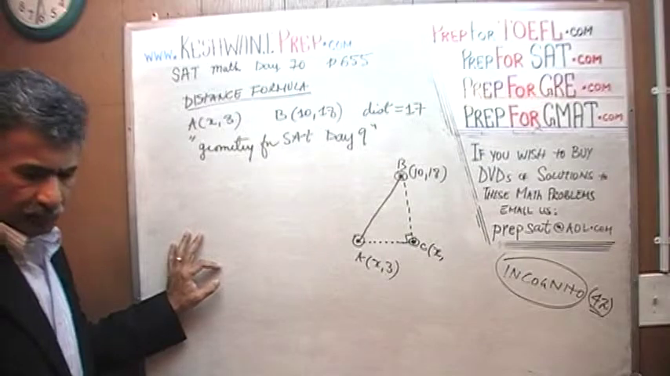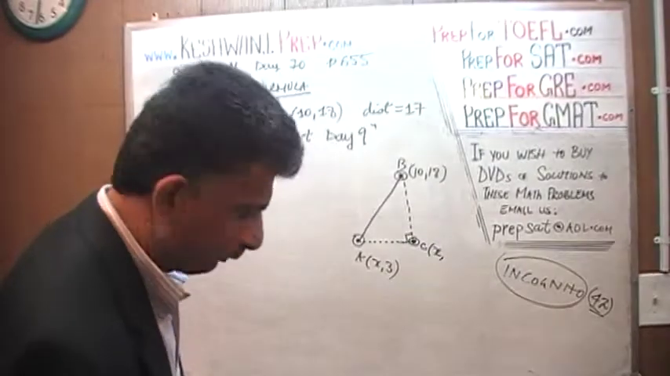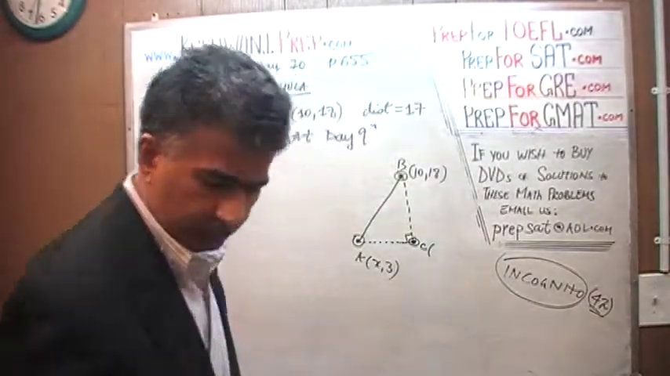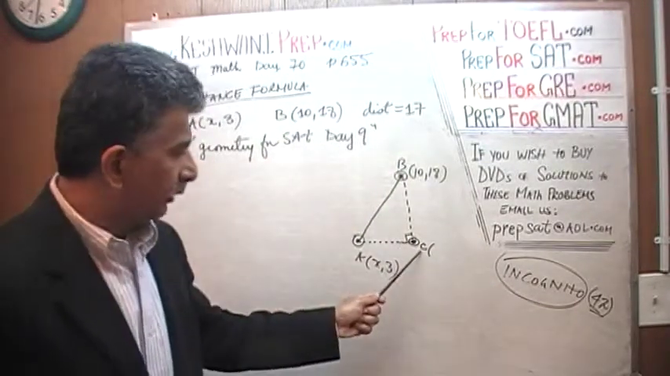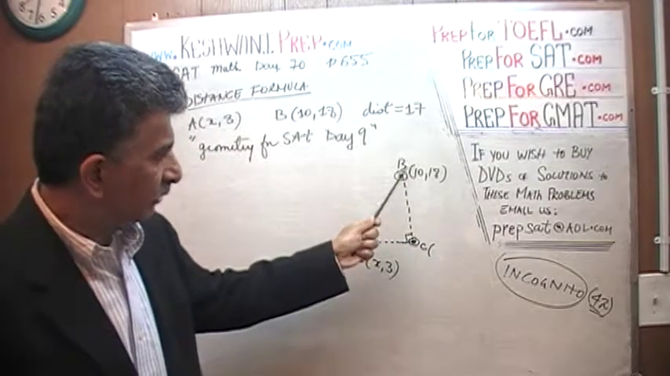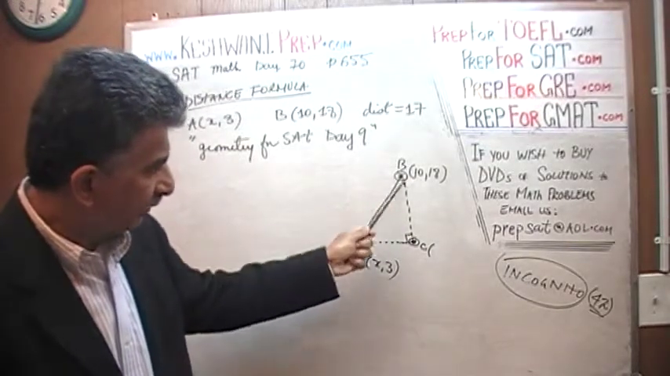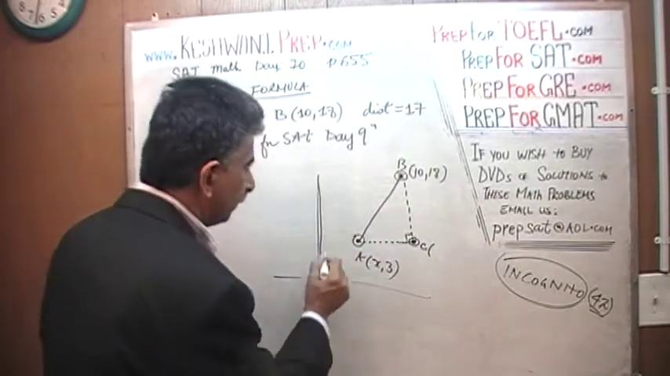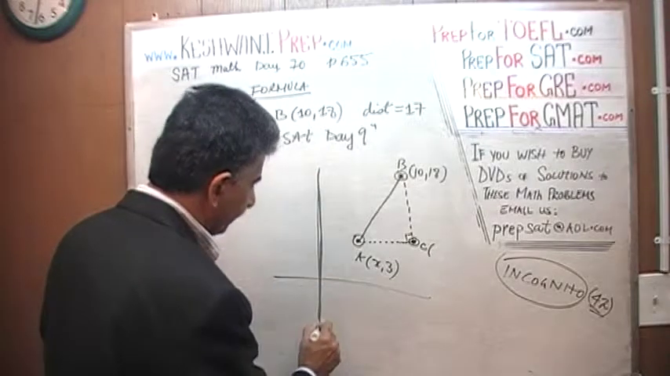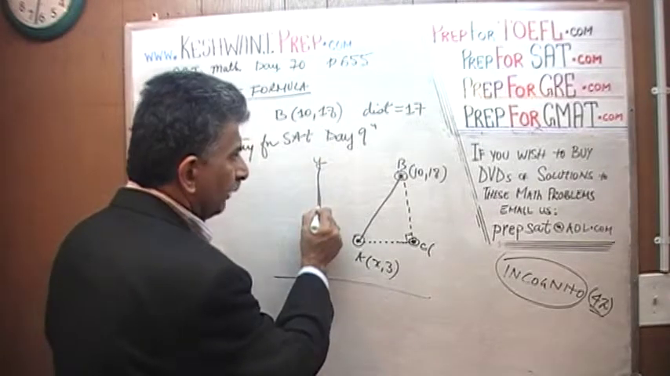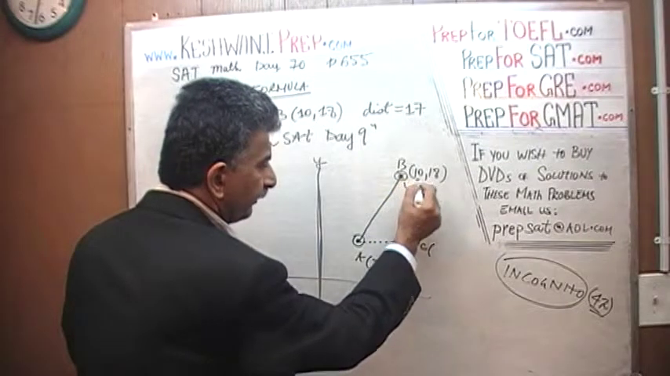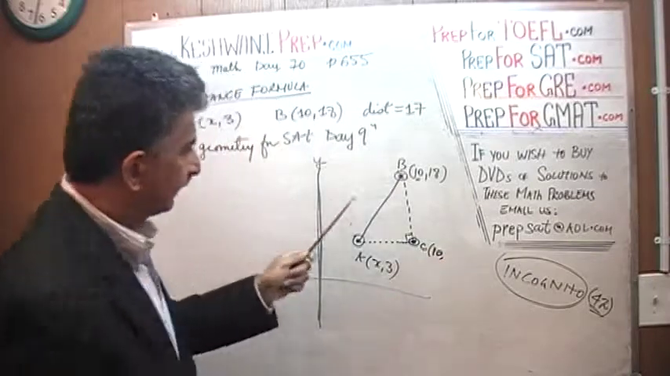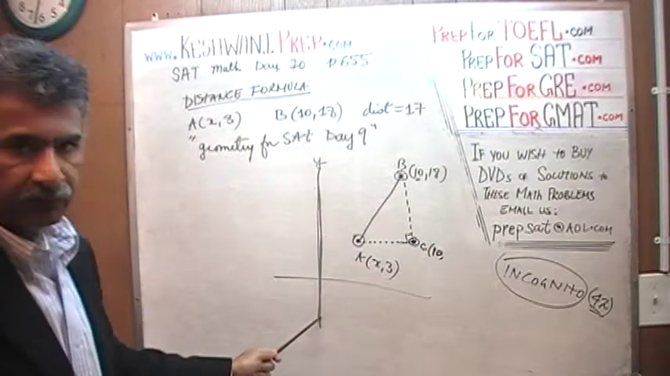I'm sorry, the x coordinate of point C, let me start again. I misspoke, I wasn't paying attention. The x coordinate of point C is going to be the same as the x coordinate of point B, because this line BC is parallel to the y-axis. So however far from the y-axis point B is, 10 units away, point C is also 10 units away, because the line BC is parallel to the y-axis.